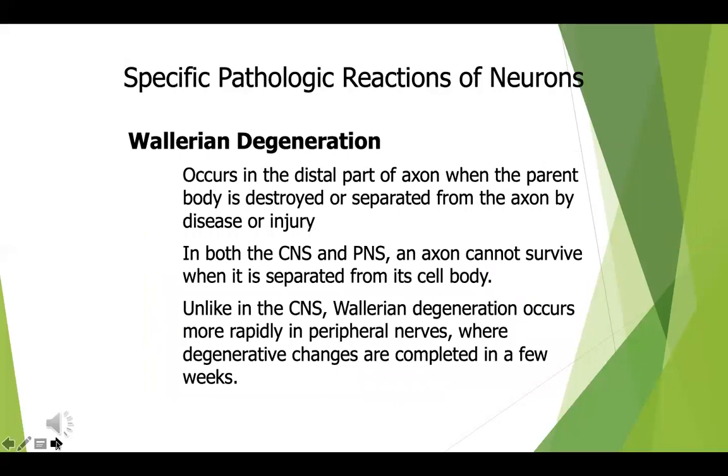How about the axon? If, say, the parent cell body is destroyed, or if the axon got detached or severed from its proximal part, this is what we call Wallerian degeneration. This occurs in the distal part of the axon when the parent body is destroyed or separated from the axon by disease or injury. In both the CNS and the PNS, an axon, of course, cannot survive when it is separated from its cell body. Unlike in the CNS, Wallerian degeneration occurs more rapidly in peripheral nerves, where degenerative changes are completed in a few weeks.